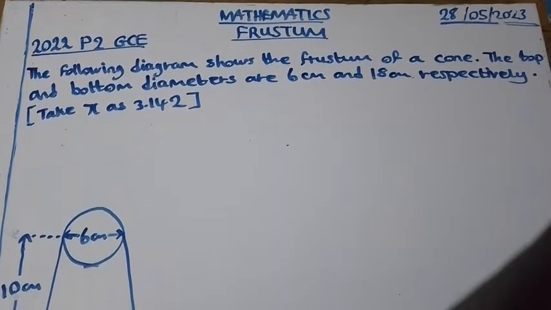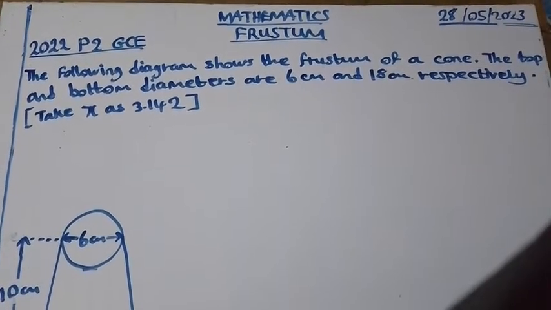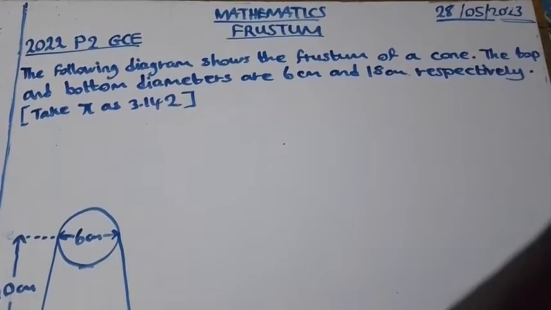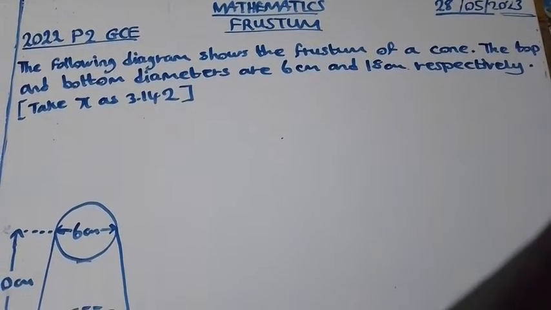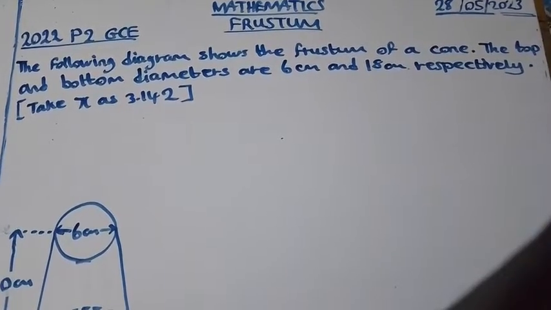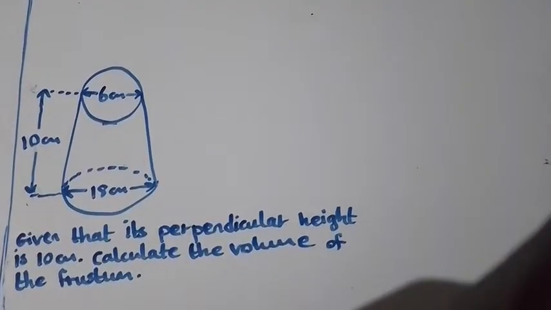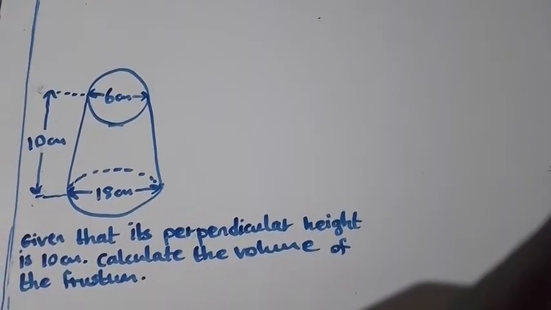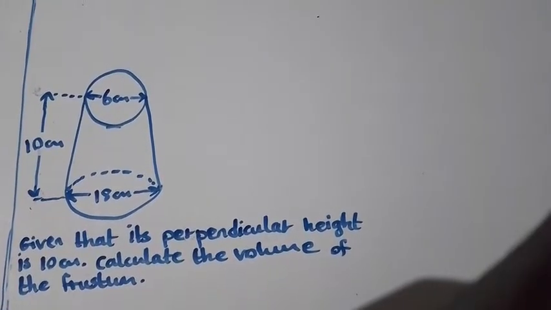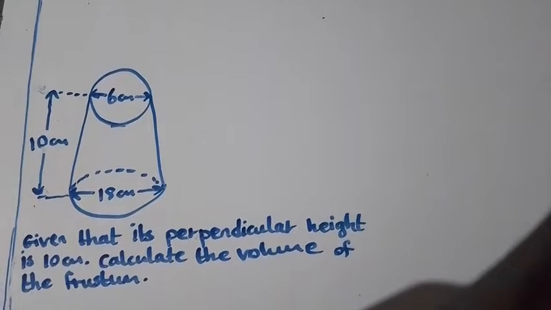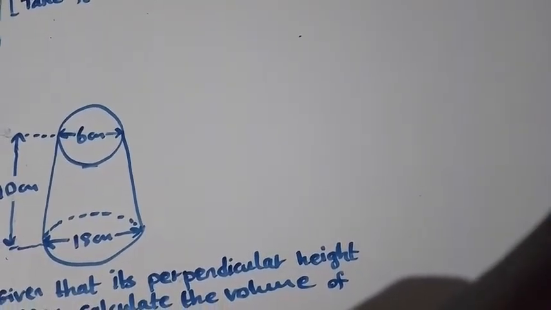The following diagram shows the frustum of a cone. The top and bottom diameters are 6 cm and 18 cm respectively. Take pi as 3.142. Given that its perpendicular height is 10 cm, calculate the volume of the frustum.